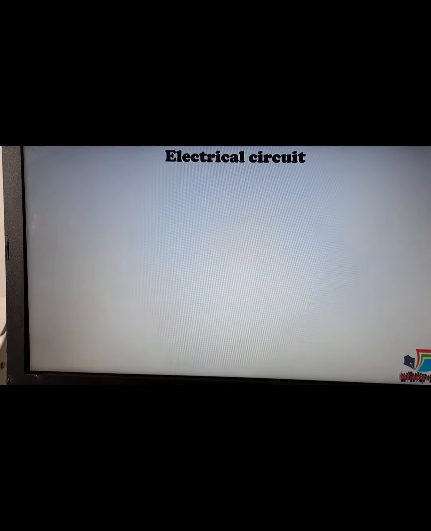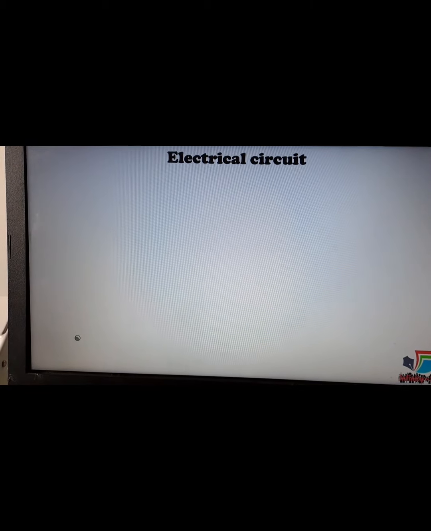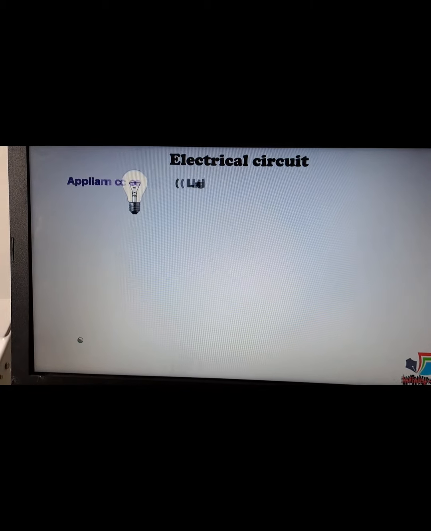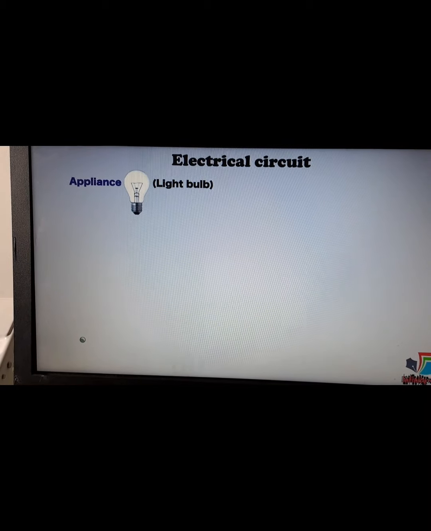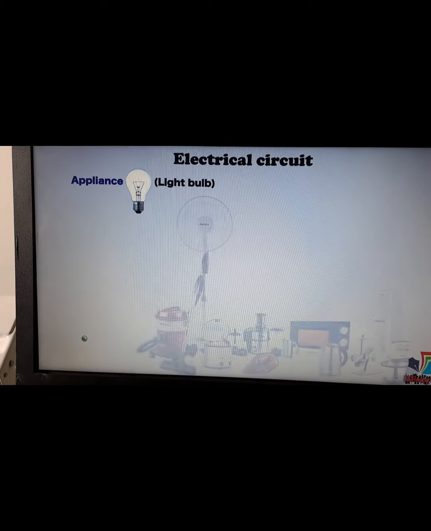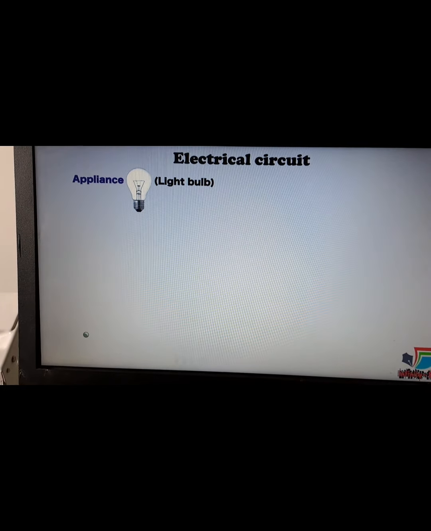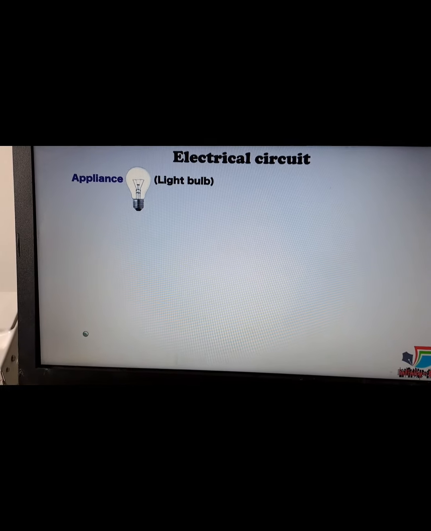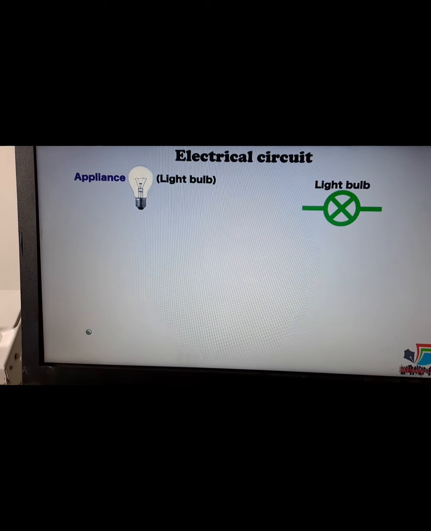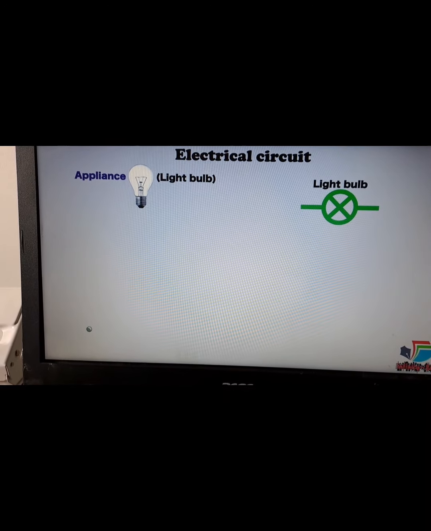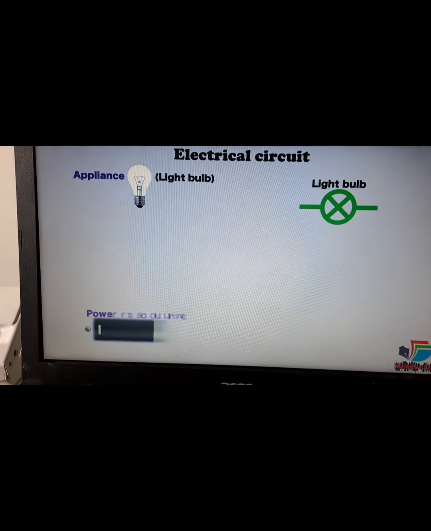This video, we are looking at an electrical circuit. We are going to look at the basic components, starting with an appliance. An appliance could be any other electrical device, but in this case, we're using a light bulb, which is labeled in black. The symbol of a light bulb is that in green on the right hand.